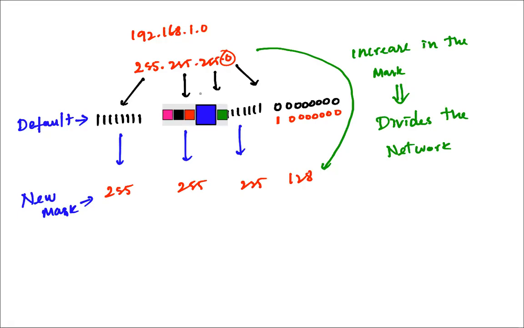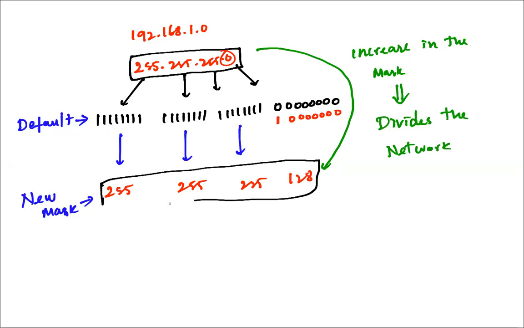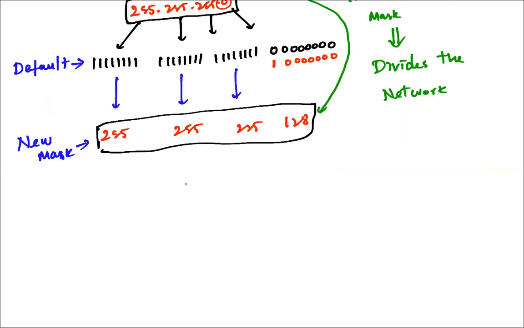So what did I say? This is the original mask, the default mask. And this is the new subnet mask. Do we have any increase in the mask? Yes. Here you have 0, but here you have 128. So there is an increase in the subnet mask, and whenever there is an increase, it results in division of the network. Now let's understand this.